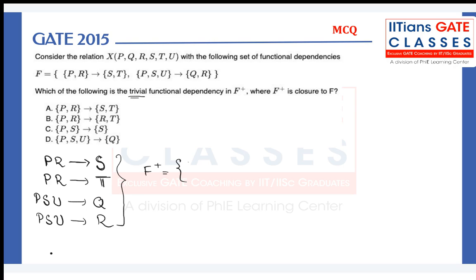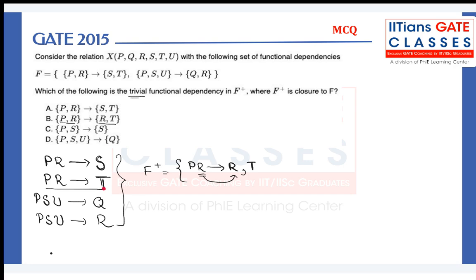PR derives RT. Can I get this? Is this possible given functional dependencies? See, from PR, I can get R because if you're supplying the value of R, you can get the value of R. That is kind of understood. Along with that, you can get T. Why? Because there is a functional dependency, PR derives T.